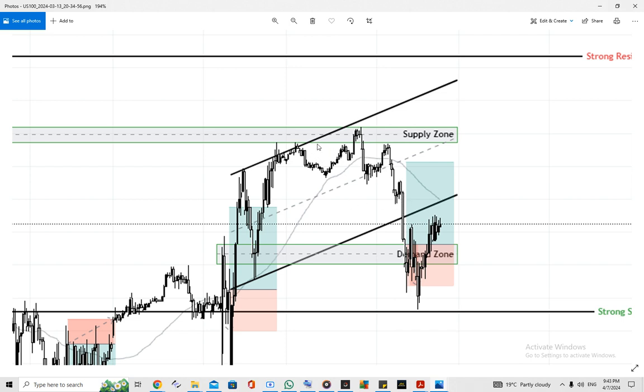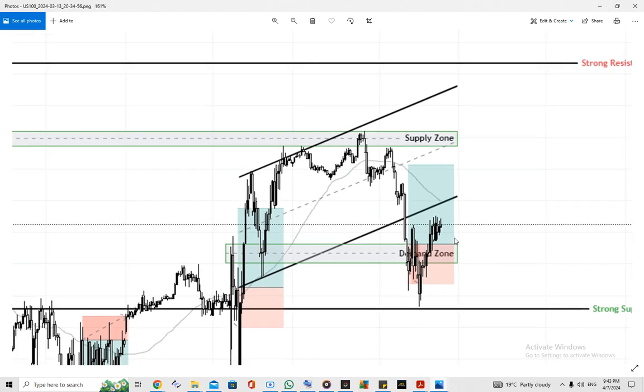So we had the accumulation phase, we had the manipulation phase, then we had the distribution phase.